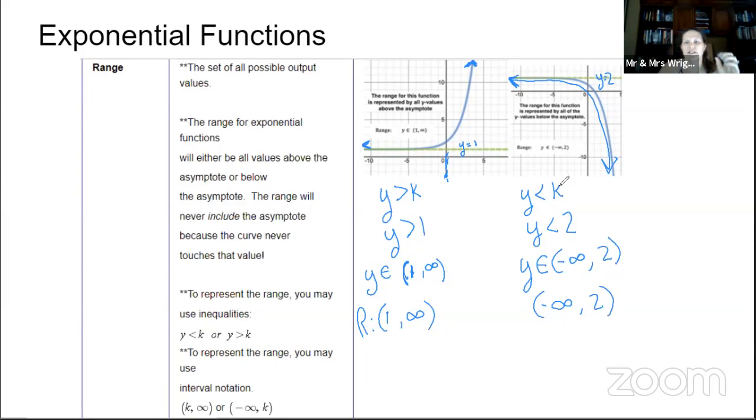And as you notice, the k is always going to be where the limiter is. The asymptote is the limiter. Okay, so in this case, k was 1. You see the 1, the 1, and the 1. In this case, the asymptote was 2. That's what k is, 2. And that's our limiter in each of these ways to write it.